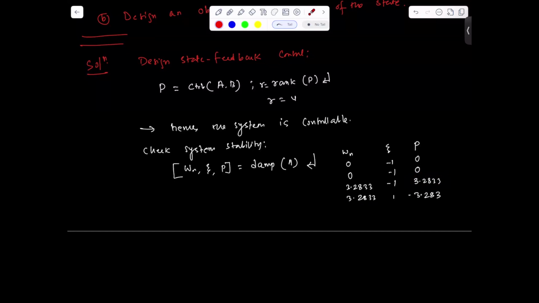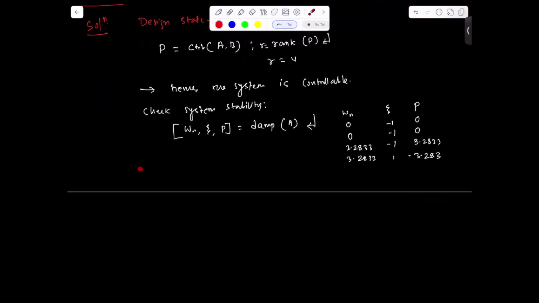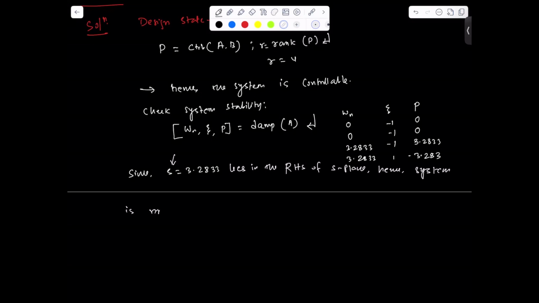Since one pole is at 3.2833, one of the poles lies in the right half of the S plane, hence the system is not stable.